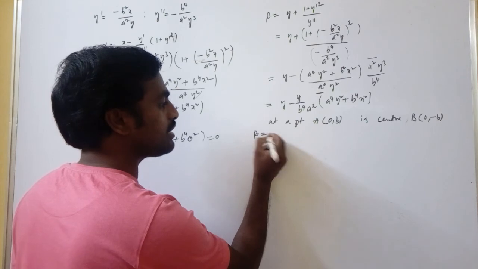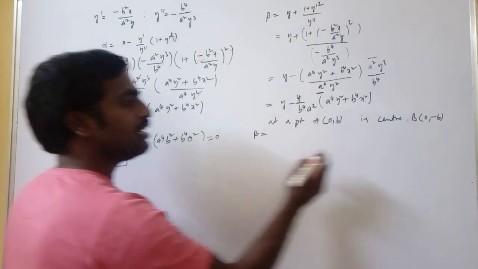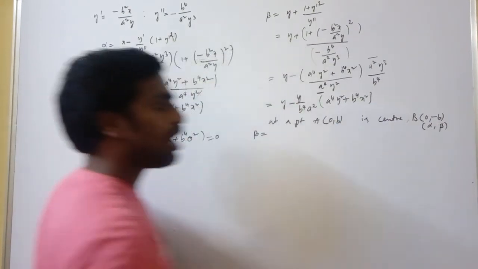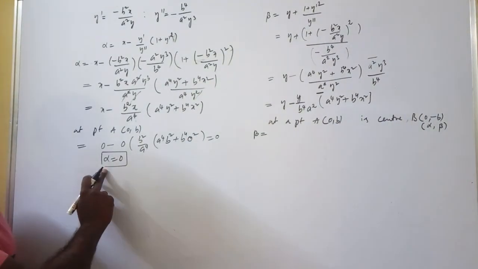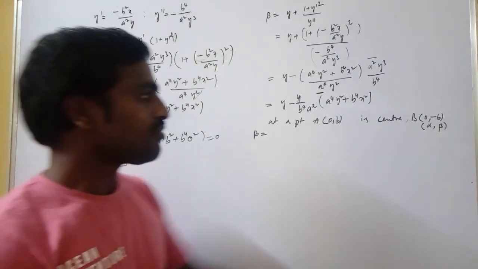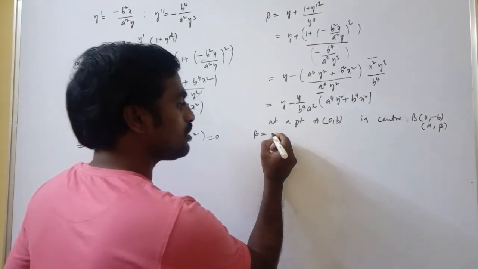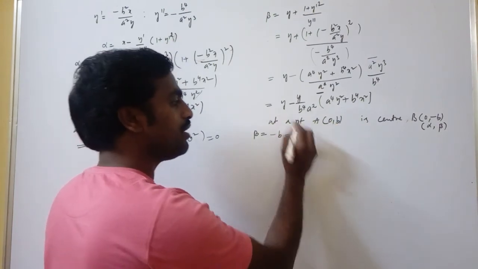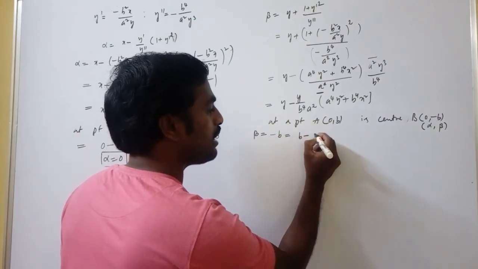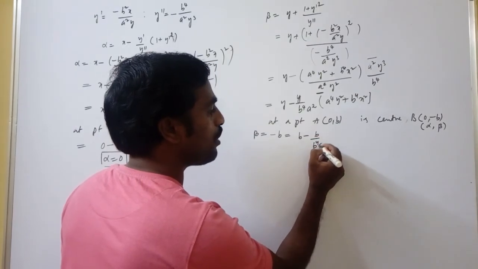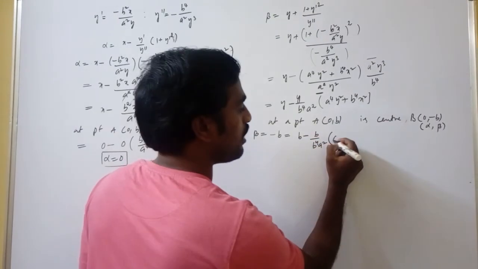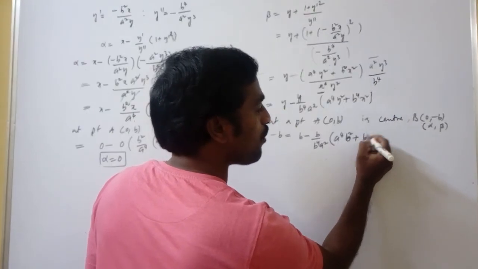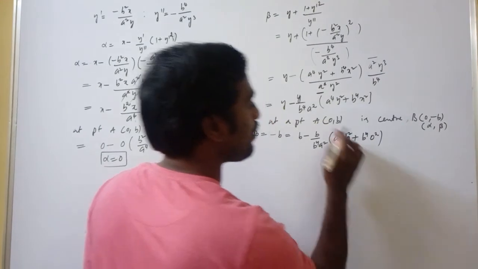Finally you get, beta means alpha comma beta. So alpha equal to 0, you already got that one. Next, beta equal to minus b. So I am equating minus b equal to, substituting x equal to 0 and y equal to b. So finally b minus b by b power 4 into a power 2, next a power 4 into b power 2. Sorry, next b power 4 into 0 power 2, because the x value is 0.